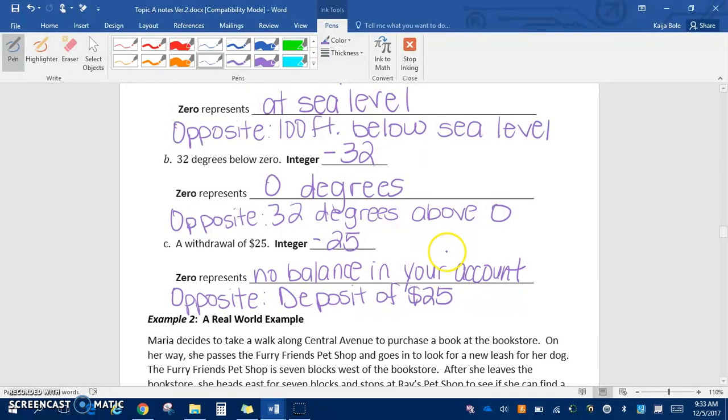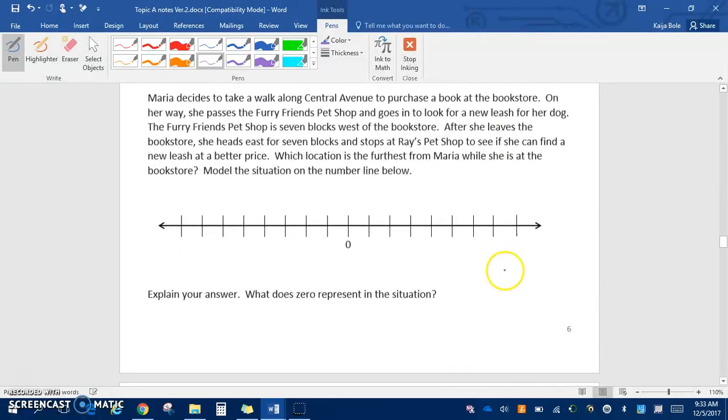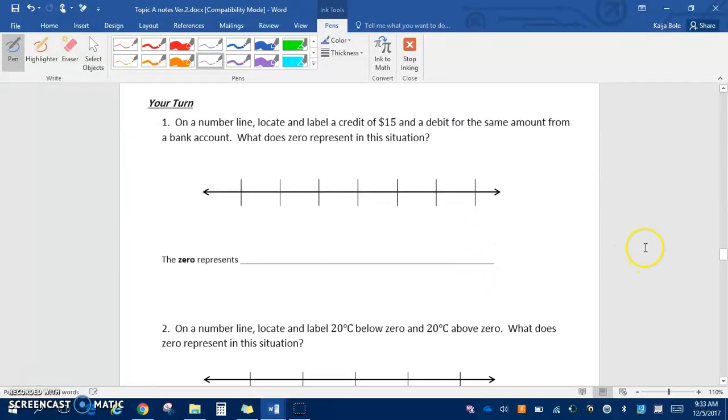Right, we're going to skip example 2 for now. We're going to do one example on this page. It says on the number line, locate and label a credit of $15 and a debit for the same amount from a bank account. What does 0 represent? So if we're talking about 15s here, we could probably count by 5, so I'm going to put 0 right in the middle. This would be $5, $10, $15. Then going the other direction, this would be negative $5, negative $10, and negative $15.